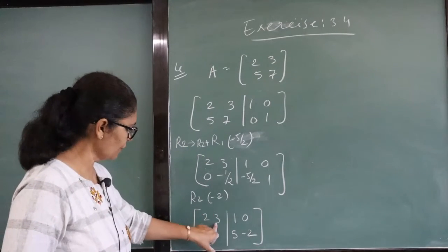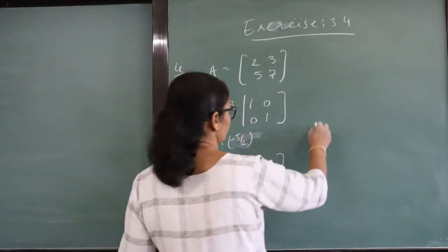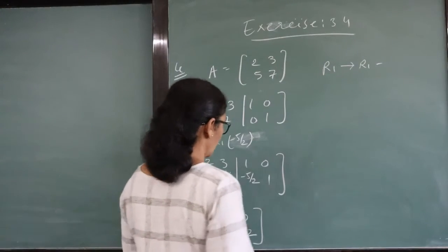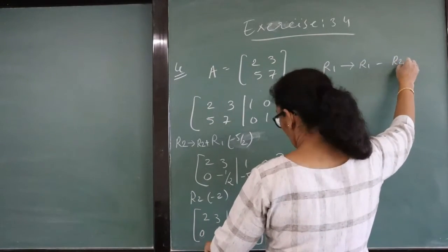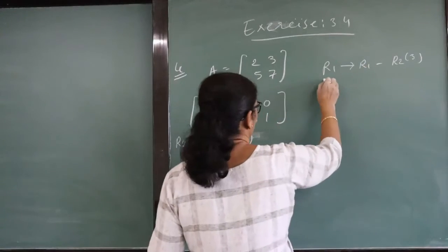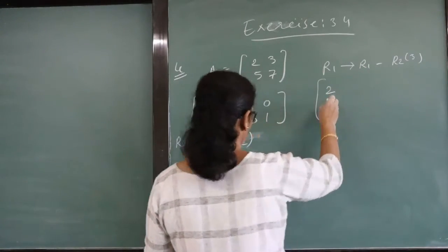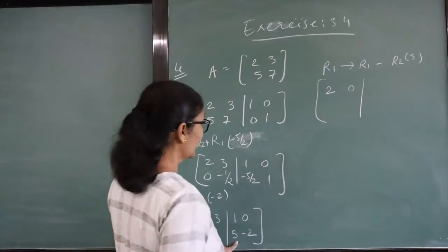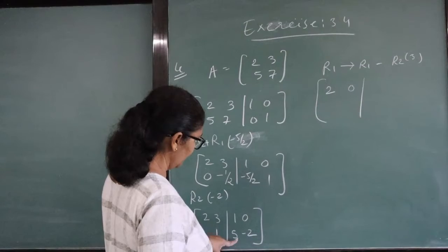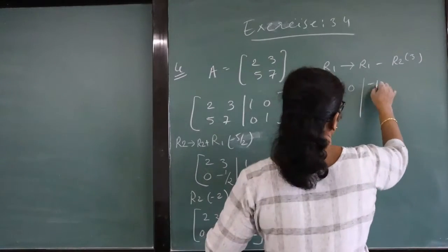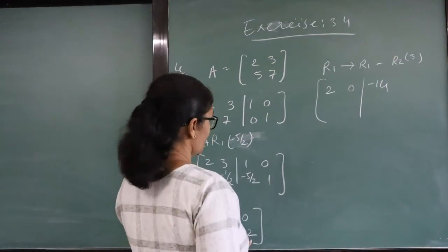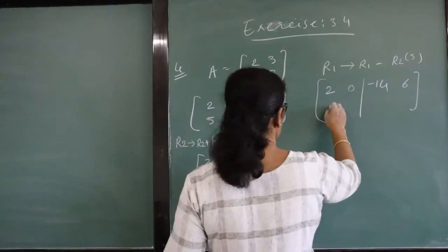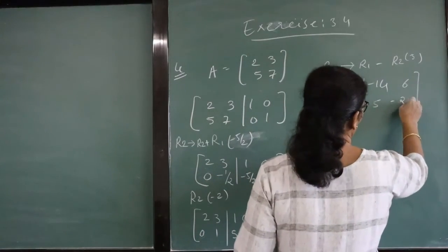Now we want 0 here also. So first, what we have to do? We are making change in R1. So what is it? R2 multiplied with 3 and subtracted from it. So first is 0 only, so no problem. Multiply with this means 0. Now multiply this with 3. So 5 3s are 15, subtracted from 1, so minus 14. Multiply this with 3. 3 2s are 6. Subtracted, so plus 6. Now keep as it is, this one 5 and minus 2.